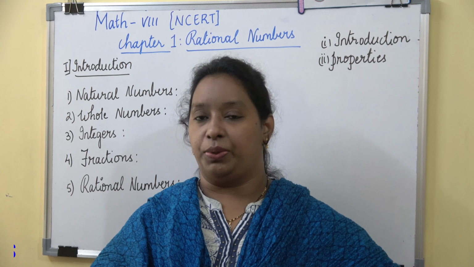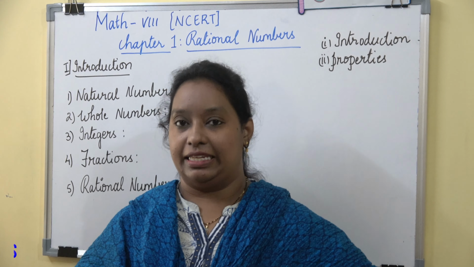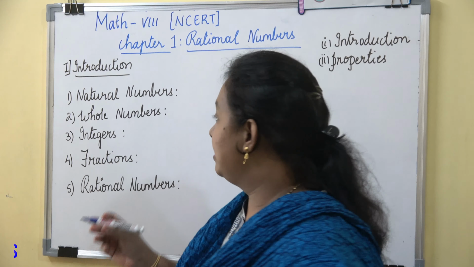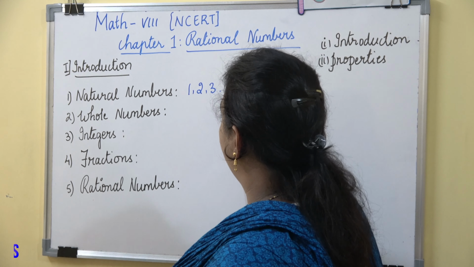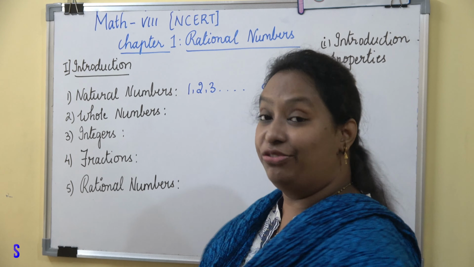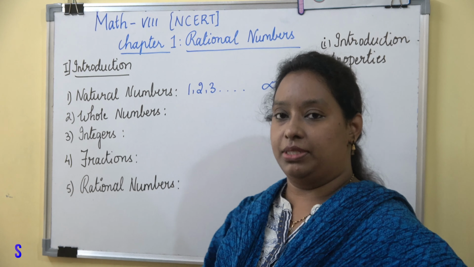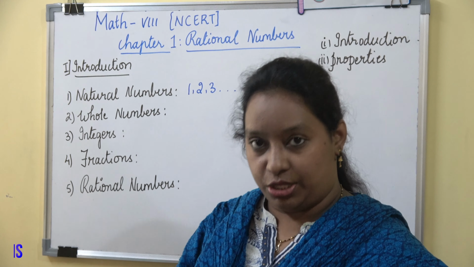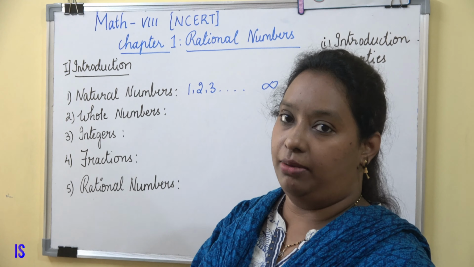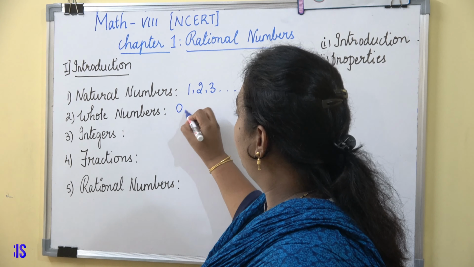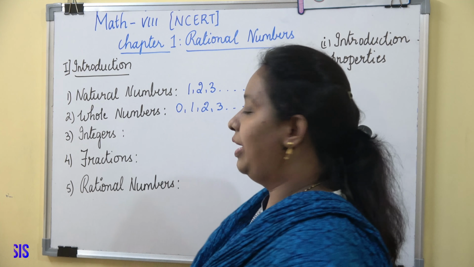What are natural numbers? We all know that counting numbers are called natural numbers. And they start from 1, 2, 3 and so on up to infinity. Then come the whole numbers. What are whole numbers? If to the natural numbers you add 0, then those numbers are called the whole numbers. So it starts from 0, 1, 2, 3 and so on up to infinity.